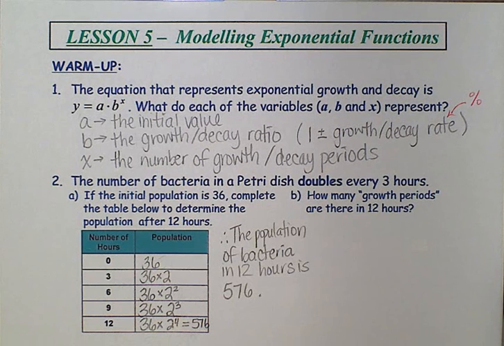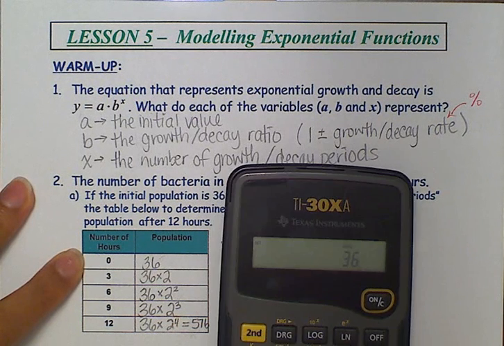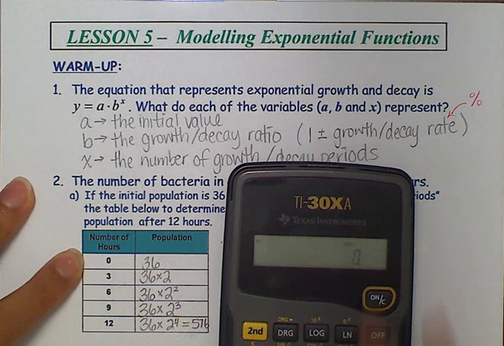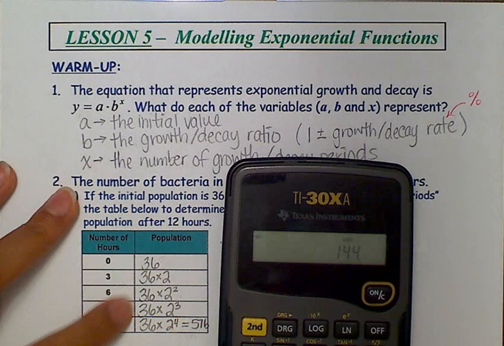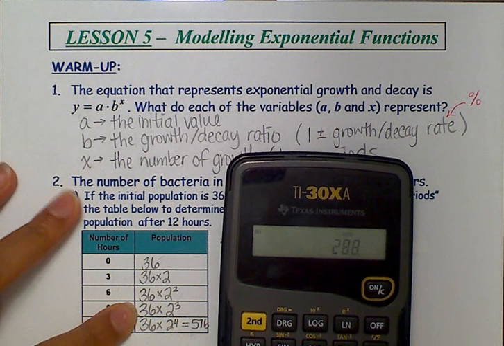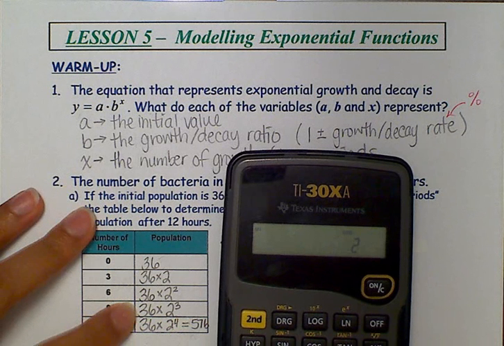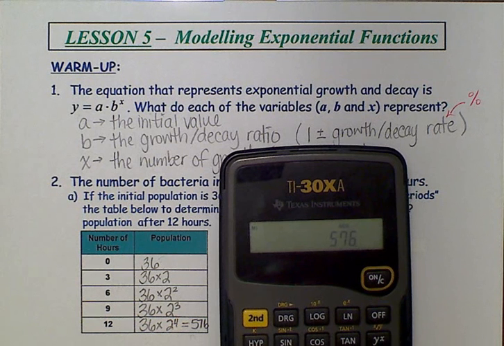Okay? So let's just make sure this makes sense. If I started off with 36 bacteria and I double that after 3 hours, I would have 72. Okay, that makes sense. And if I double it again, I get 144. I double it again, I get 288. And if I double it again, I get 576, which is exactly what I got in the chart as well.